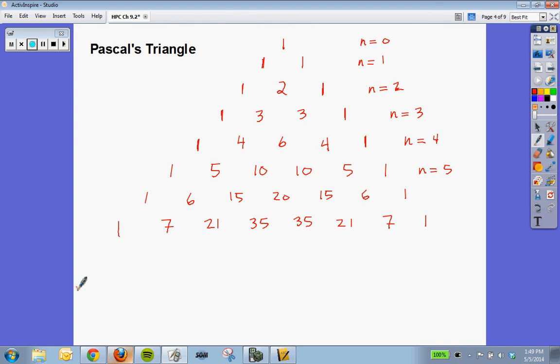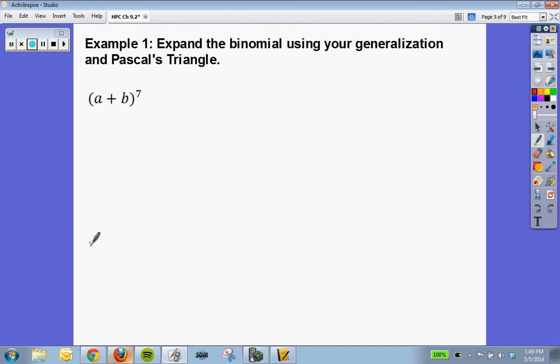So we could do this forever, right? Pascal's triangle will continue in this pattern forever. And we can use this pattern to come up with the coefficients when we expand a binomial. What I'd like you guys to do right now is to expand the binomial using the generalization that we just came up with along with Pascal's triangle. Why don't you guys try and figure out what a plus b to the 7th power is equal to without actually having to expand and multiply. Use the generalization along with Pascal's triangle.